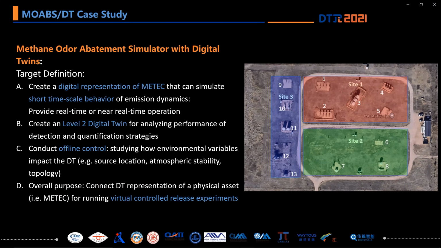The first step in our digital twin case study is our target definition. So we want to create a digital representation of METEC that can simulate short timescale behavior of the emission dynamics. And it provides us with some real-time or near real-time operation. We want to create a level 2 digital twin so that we can analyze detection and quantification strategies. And we want to conduct some offline control to study how environmental variables impact the digital twin in finding the source location: atmospheric stability, topology. And the overall purpose is to connect these two together so we can run virtual controlled release experiments.